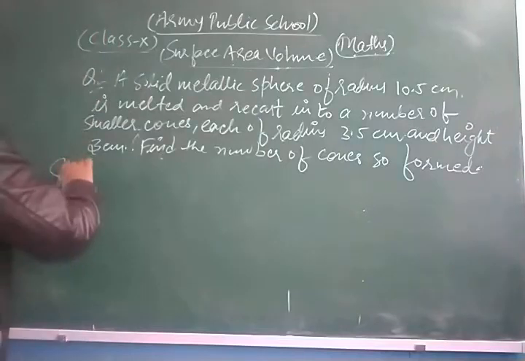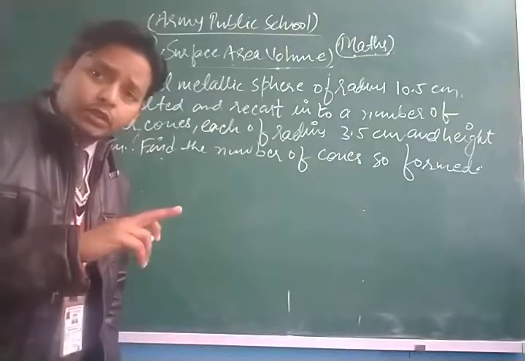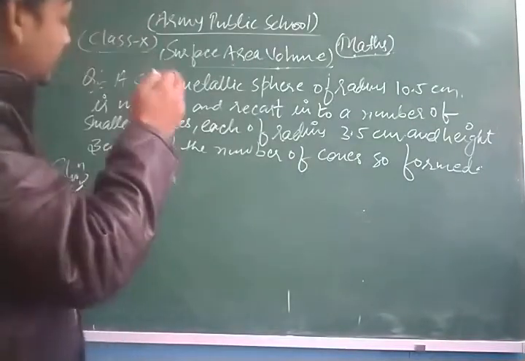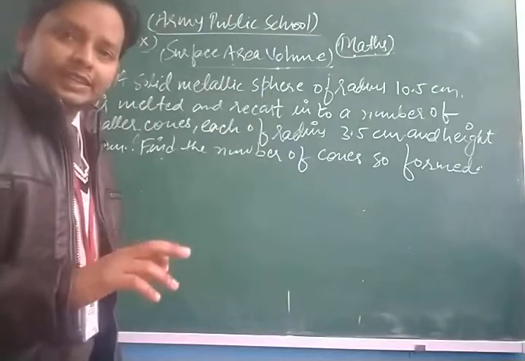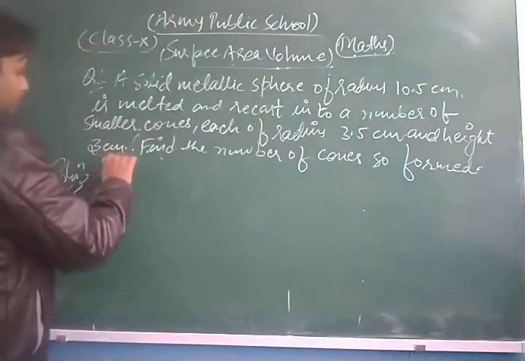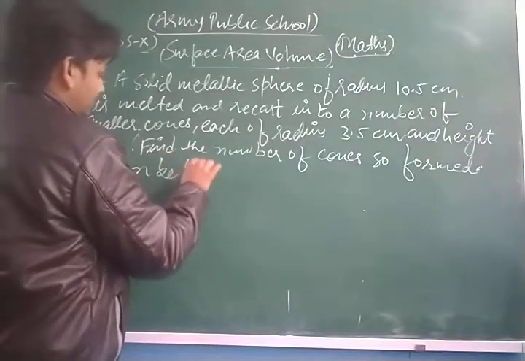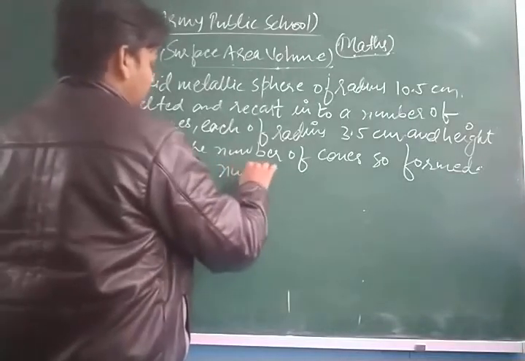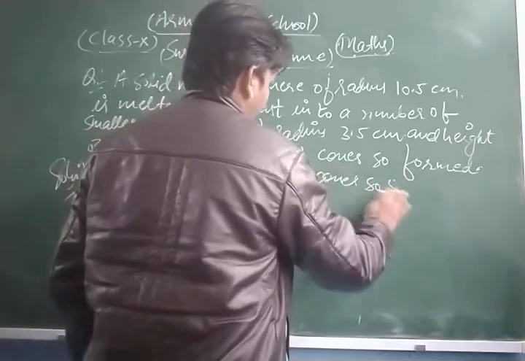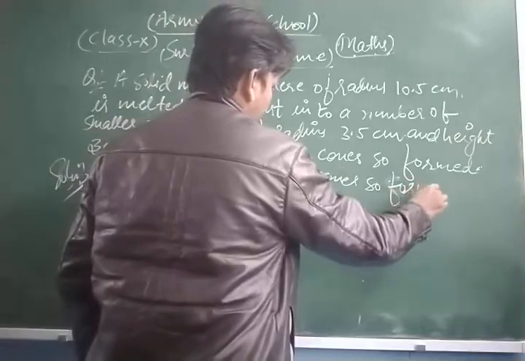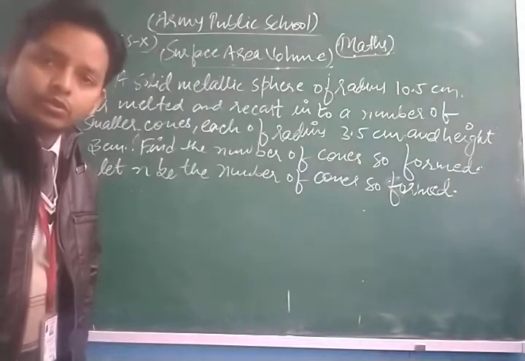First of all, dear friends, this is a question based on the conversion of solids, where one type of solid is converted into another type of solid. Now look, here a solid metallic sphere of radius 10.5 centimeter is converted into smaller cones. In that condition, let n be the required number of cones so formed.